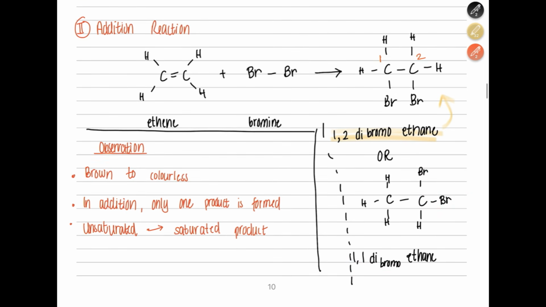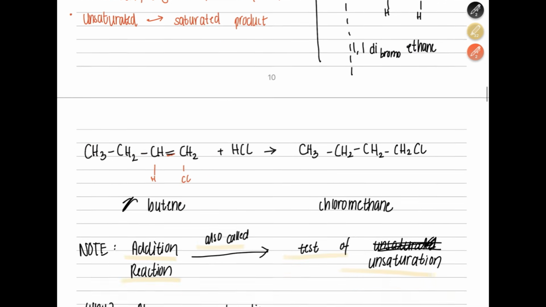If you observe the color change, it changes from brown to colorless because the characteristic color for bromine is brown. You don't have bromine liquid anymore, so it changes to colorless. In an addition reaction, only one product is formed. Unlike a substitution reaction, you only get this product, and the unsaturated hydrocarbon turns into a saturated product. The double bond is lost.